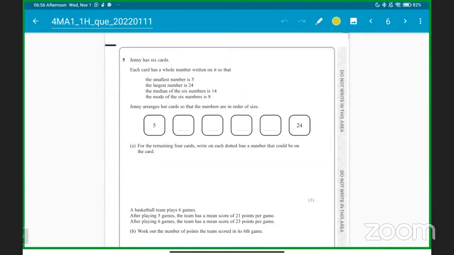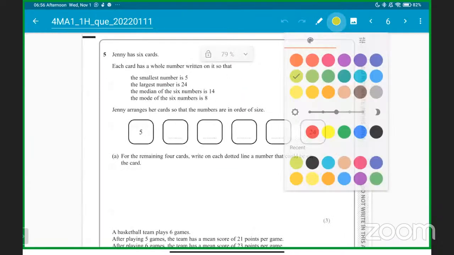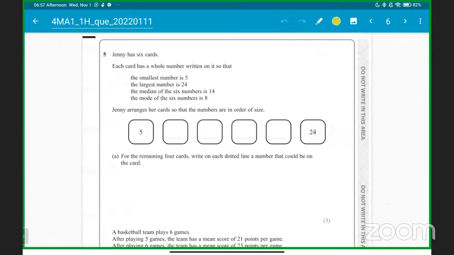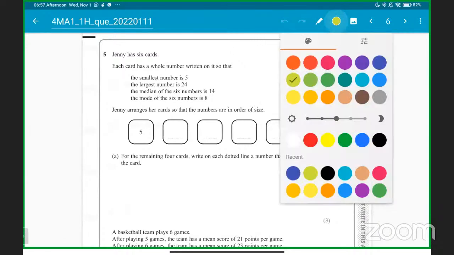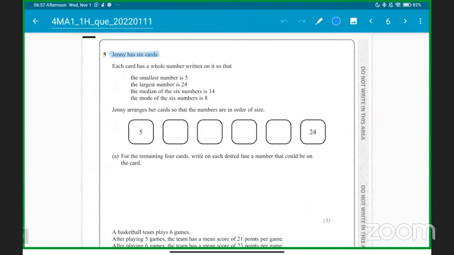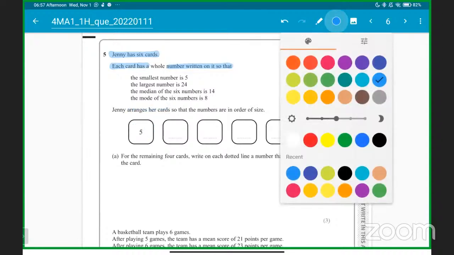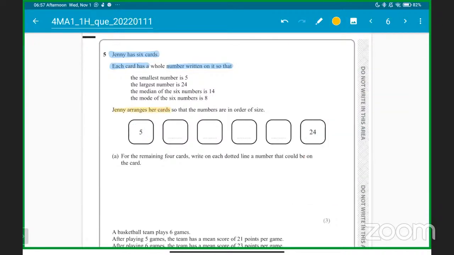For 5, let's talk about some statistics. So we have Jenny who has 6 cards. Each card has a whole number written on it. It's a stats question. The smallest number is 5. Jenny is arranging her cards so that the numbers are in order of size. 5 is the smallest number. The largest number is 24.